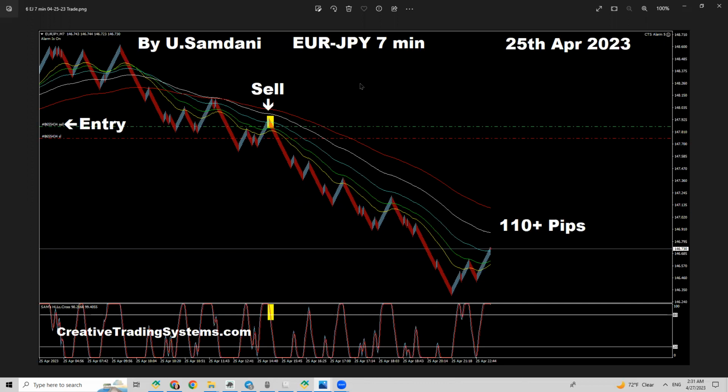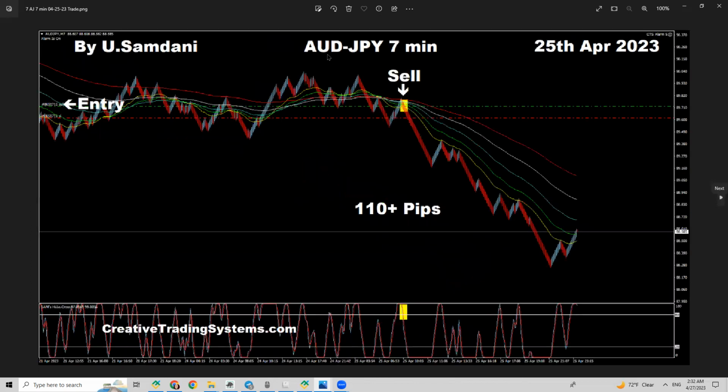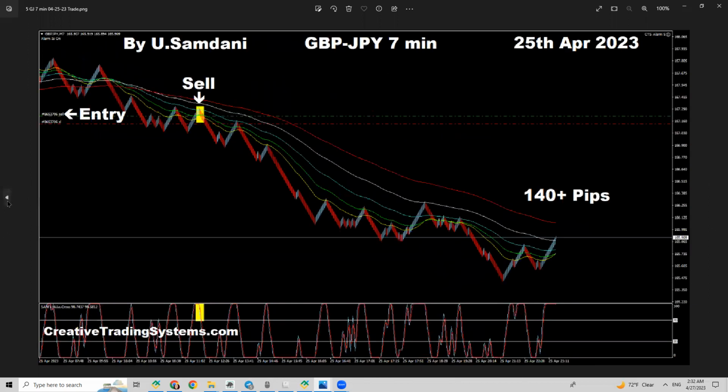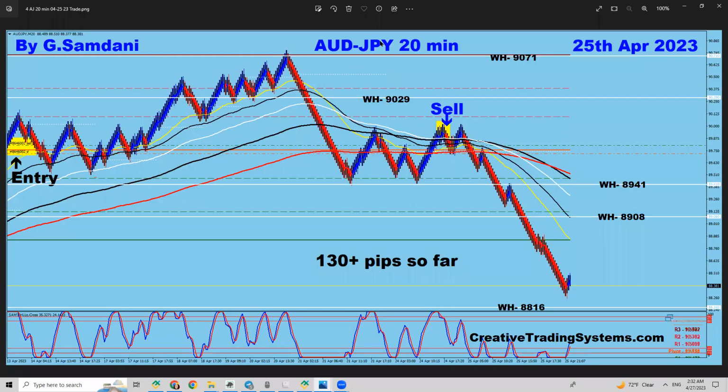All right, so not only these two, but since yen was getting strong, all yen pairs were going down. So not only did I get these two, but I also got Aussie yen. I mean, I got mine. Just to show you, let me see from the 20-minute chart. See this 20-minute chart, Aussie yen.